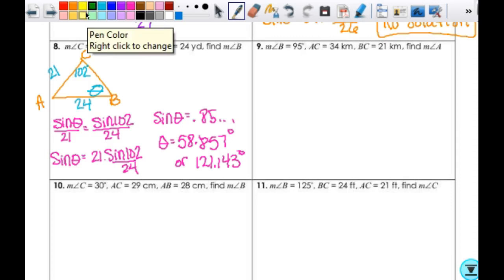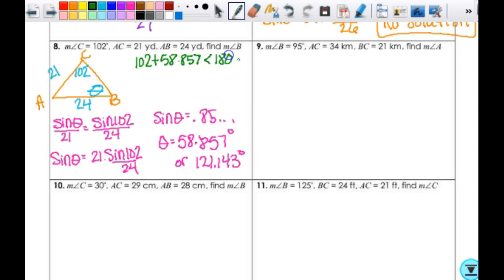So remember, I'm going to take this 58 degrees and add it to 102. So 102 plus 58.857, that's going to be 160 something. That's less than 180. That's all I care about, so that means it works. When I take 102 and I add it to 121.143, well, guess what? That's greater than 180 degrees. And if these two angles together already have more than 180 degrees, then there's no room for this angle to happen. So this one does not work.